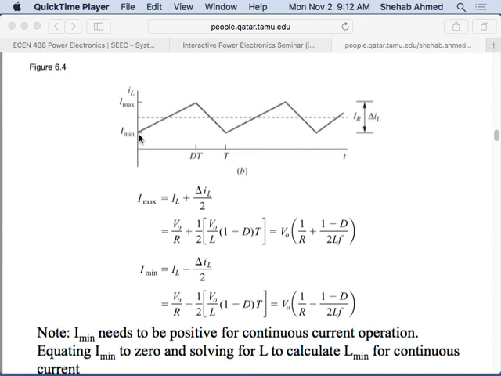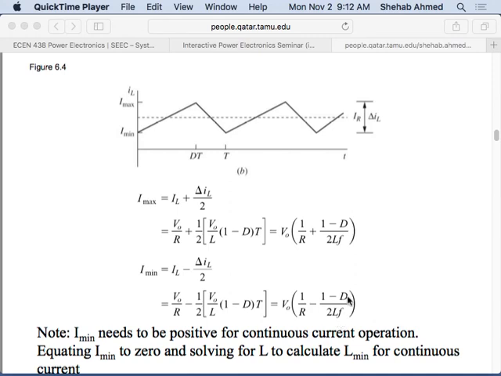Equate it to 0, exactly. So if I equate it to 0, meaning I'm bringing this point all the way down to 0, I have an equation here that includes what? My resistive load, my output voltage, my inductance, my duty ratio, my frequency. So what does this tell me?